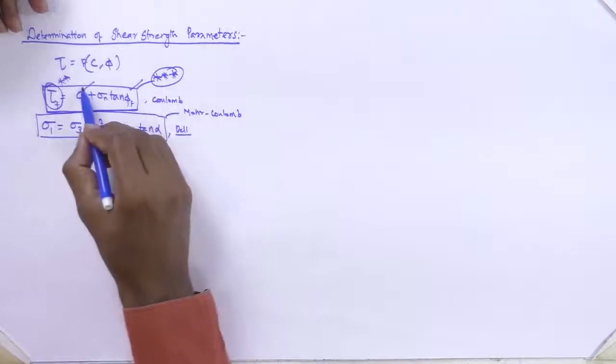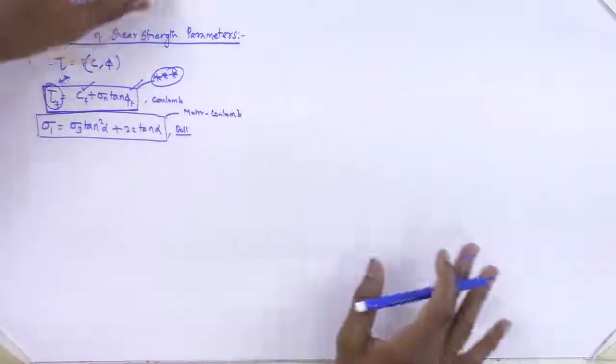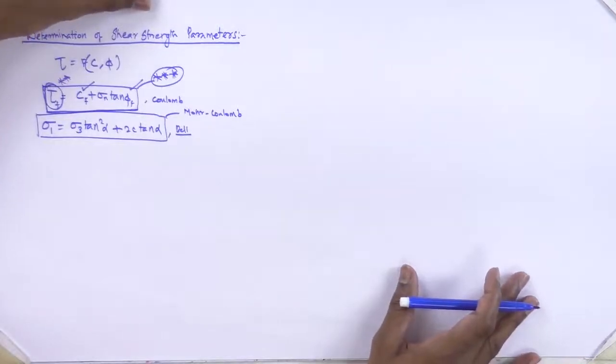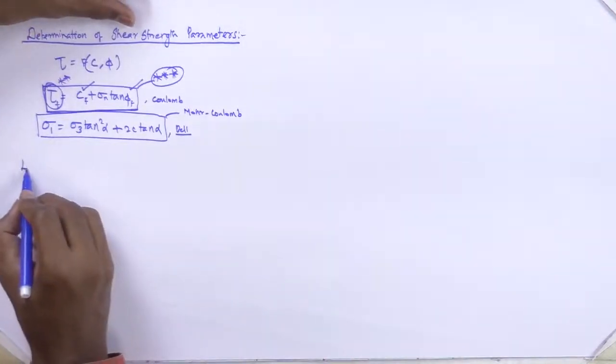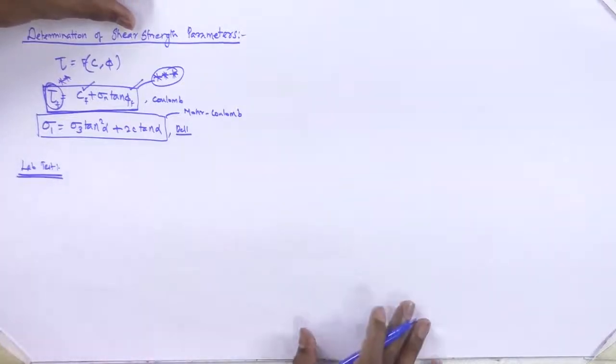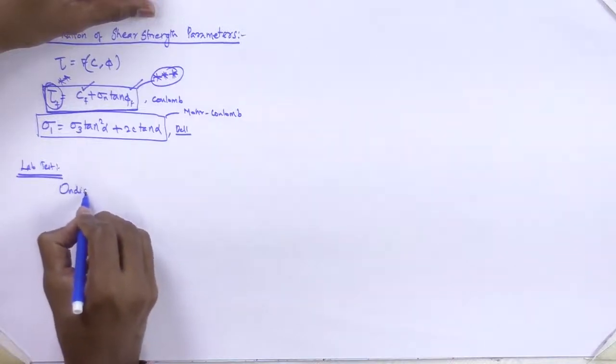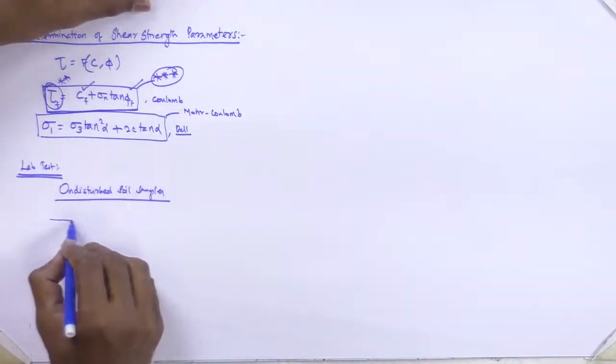So first, how to find this C and phi? This is what we are going to see in this lecture: determination of shear strength parameters. So, lab tests. We have some laboratory tests. For these laboratory tests, you need to collect undisturbed soil samples. How to collect undisturbed soil samples?